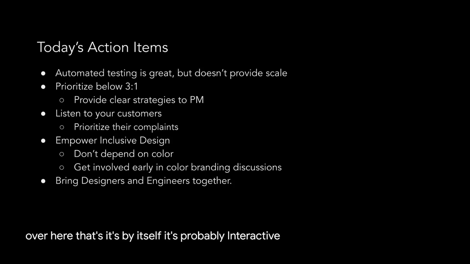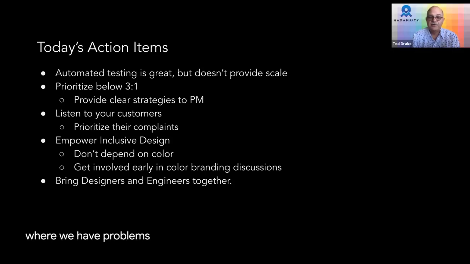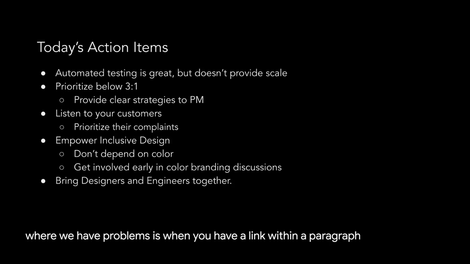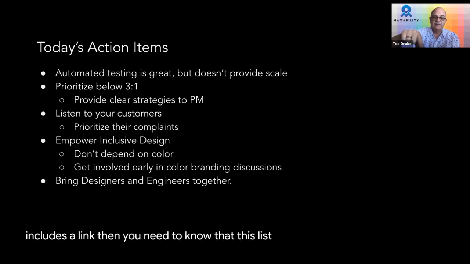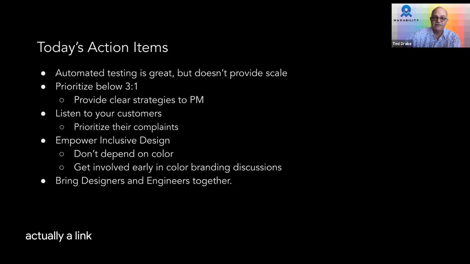And yes, where we have problems is when you have a link within a paragraph, or you have a set of lists. You have 15 list items, and one of those list items includes a link. Then you need to know that this list item's text is actually a link versus the rest of them, which are just text.